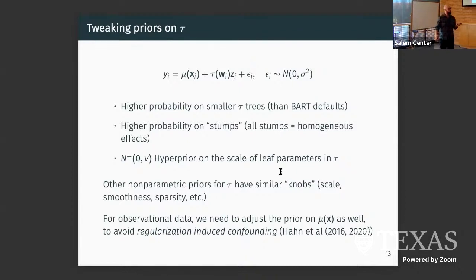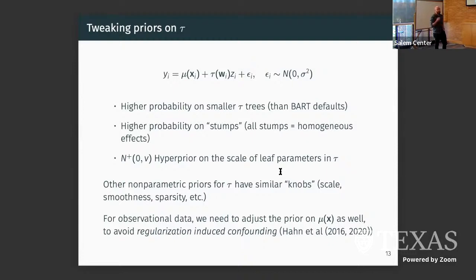But we're actually not done thinking about priors unless we have a randomized controlled trial. If we have a randomized controlled trial, then this model I wrote up here is going to work very well. You don't really need to do anything else. If you have observational data, right? So if you have confounding that you need to adjust for, we actually need to go on and modify our priors a little bit further, okay? To avoid something that's called regularization induced confounding. It was introduced by David and some of his collaborators in this paper in 2016, and we elaborated on it in the nonlinear case here.